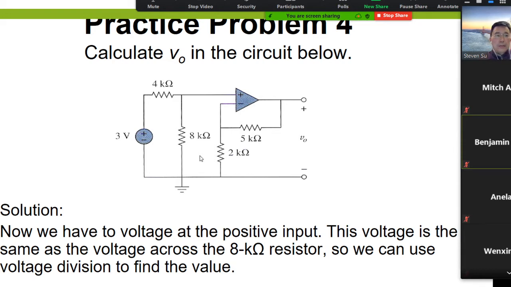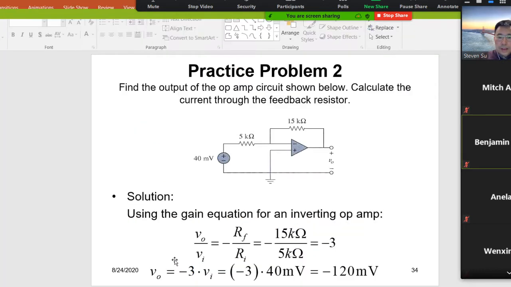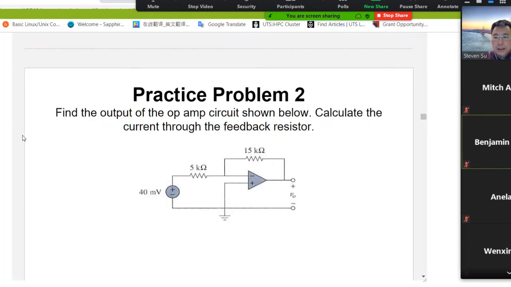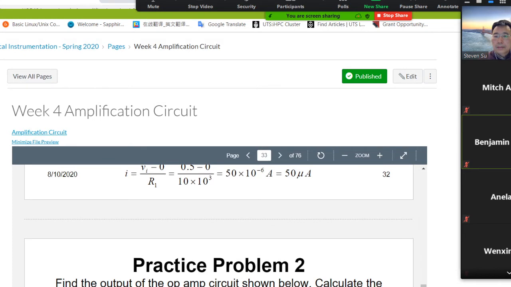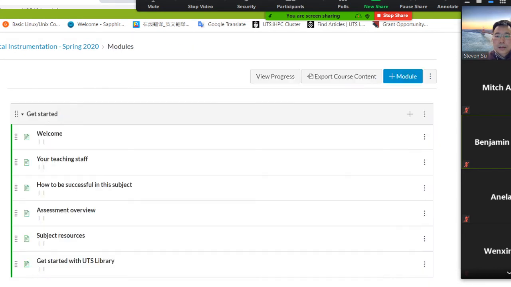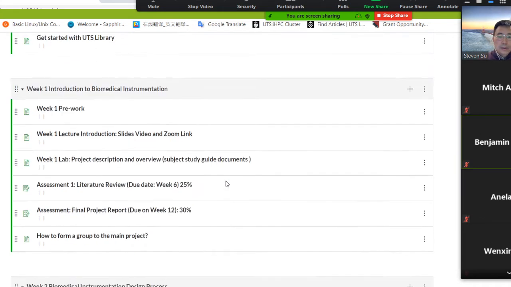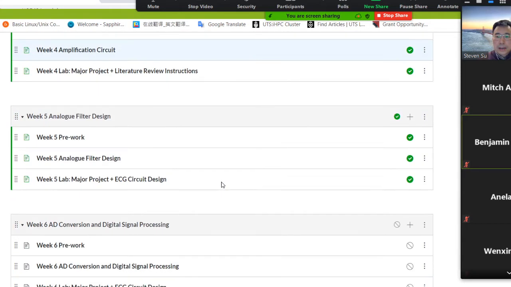So if you have difficulties, you still need to review this part. So I will go to Canvas again, and we look at today's lecture. And this is for last week. So for today, before that we need to go to the pre-work.